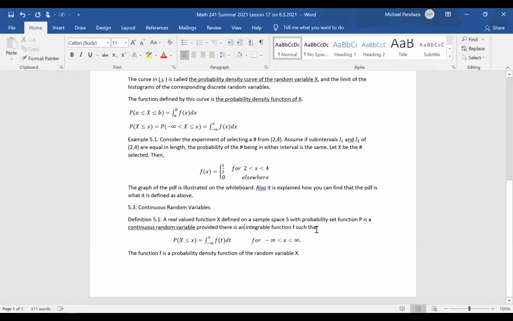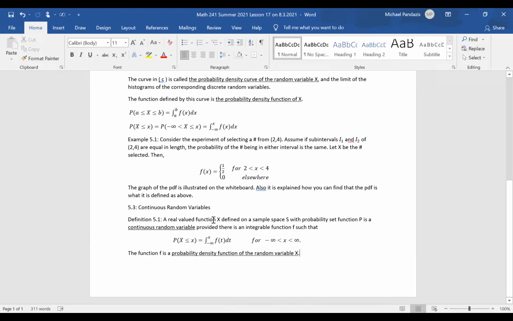Provided there is an integrable function little f such that the probability of the value of your random variable capital X being at most little x is the integral from negative infinity to x of f of t dt for any finite little x. This means little x is finite. The function f is the probability density function of the random variable capital X, which we defined earlier as the limit of the histograms, right?